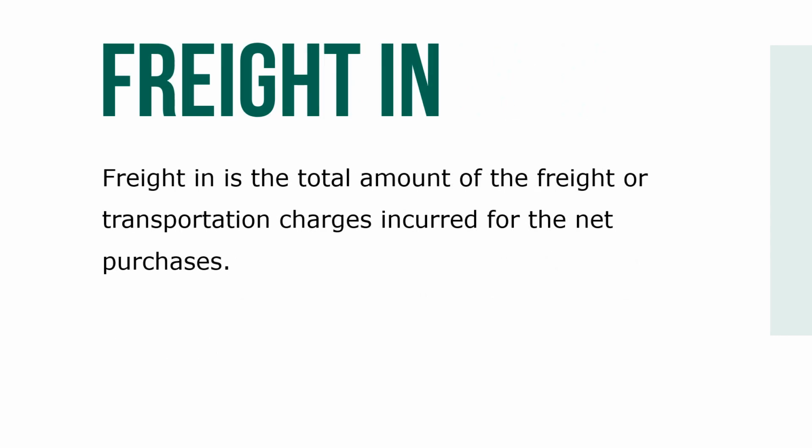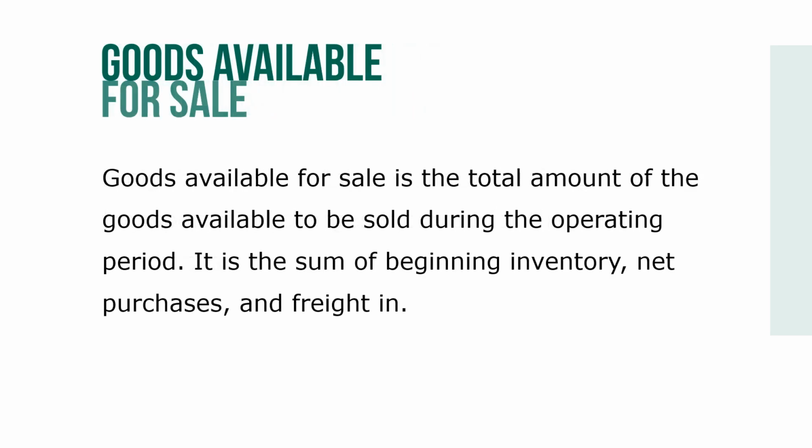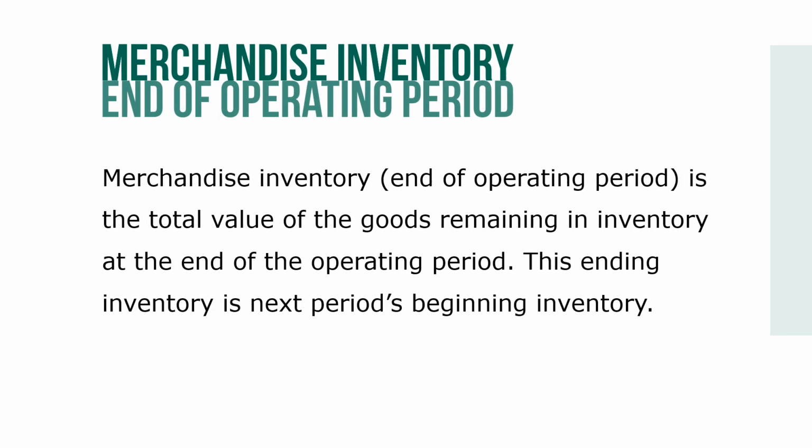Freight is the total amount of the freight or transportation charges incurred for the net purchases. Goods available for sale is the total amount of goods available to be sold during the operating period. It's the sum of the beginning inventory, net purchases, and freight in.